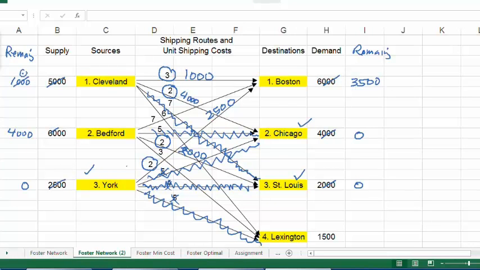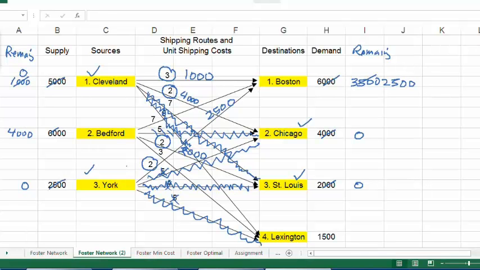So now Cleveland is done, and Boston still needs more. 3,500 minus 1,000. Now it needs 2,500 more. Okay, so 3,500 minus 1,000 is 2,500. Cleveland is done, so this part is not going to be used. And these are already done anyway. So 3, 2. Okay, and what else? There's a 7. This one is gone. Oh, is this one okay?